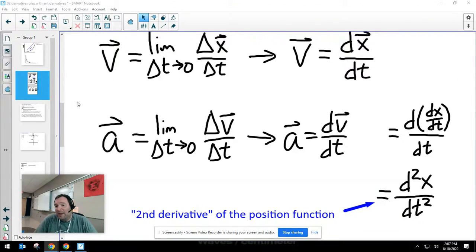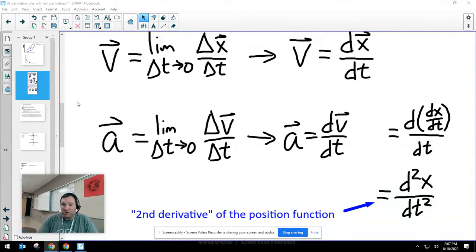Now, what's also true is that velocity v is dx over dt. So we could also think about acceleration as d of dx over dt over dt. Another way we would describe that, that's the second derivative. Acceleration is the second derivative of the position function. What we mean is that the acceleration is the slope of the slope of the position graph.